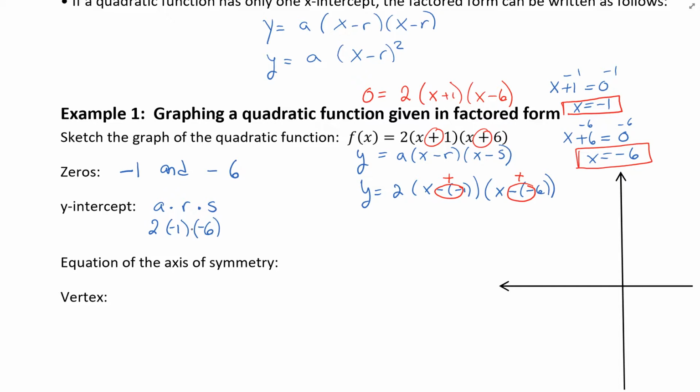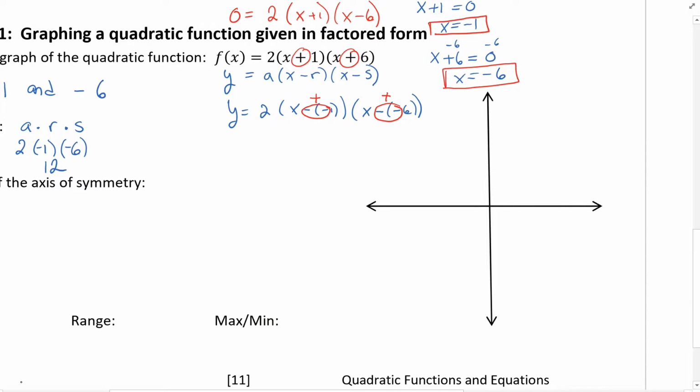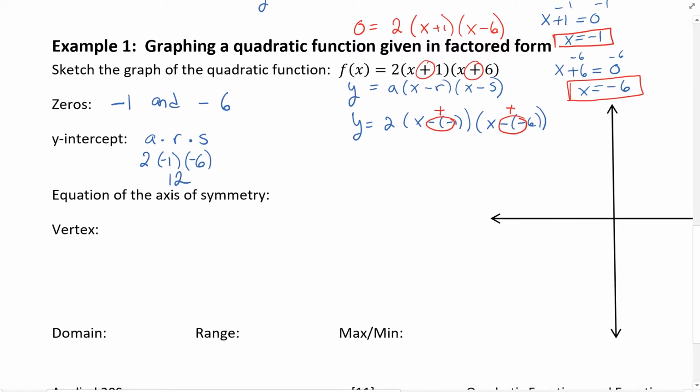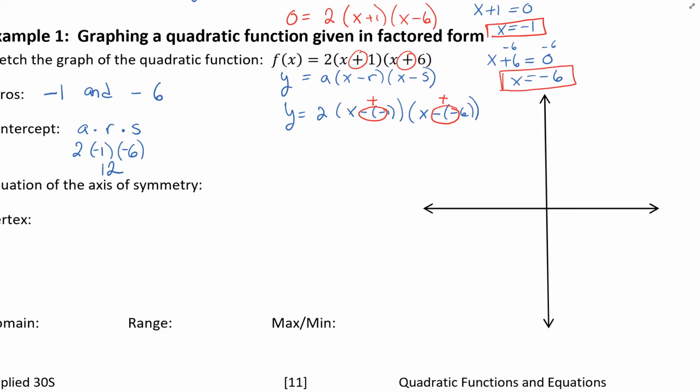Multiply those together, and you get 2 times 1, that's 2, negative 2. Negative 2 times negative 6 is positive 12. So your y-intercept is 12. We have a coordinate plane here. We're going to put those zeros and our y-intercept on there, and then we'll keep going. So y-intercept is 12, so I'll put a dot up there.